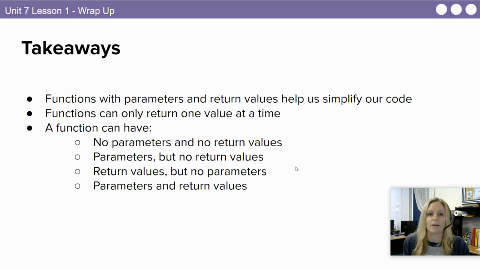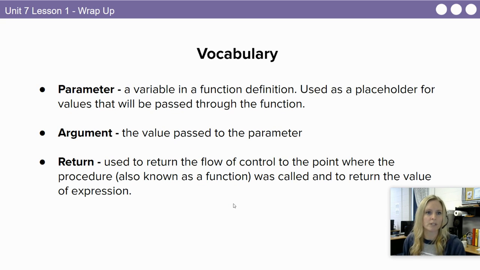But a function can have no parameters and no return values, like all the functions that we've worked with in the past. They can have parameters but no return values, so you do not have to return that total cost if you don't want to. They can have return values but no parameters. So in normal functions that we have normally been working with, we can use the return command even without the parameters. And we can have both parameters and return values. So cleared it up for you, didn't it?